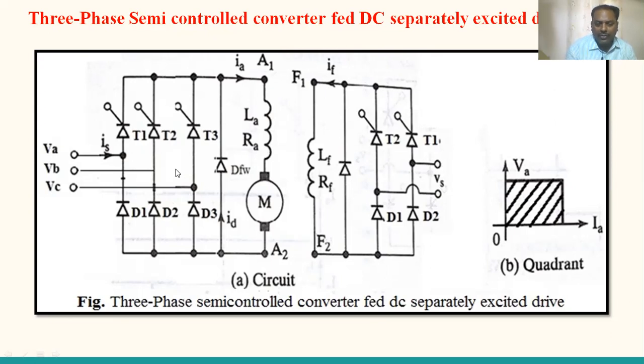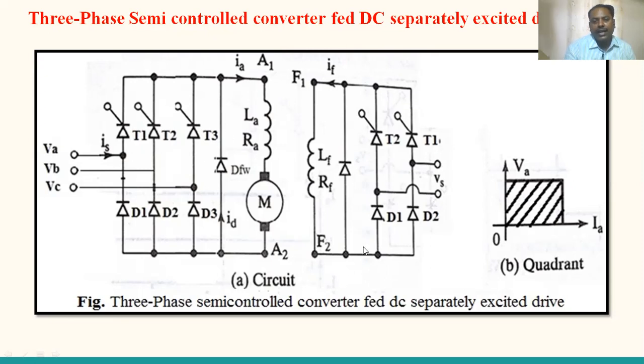So there are two converters. One is a three-phase semi-controlled converter for controlling the voltage across the armature, and this is helpful for changing the speed of the motor through the armature control method. The other one is the field converter, which is useful to change the field current. That field current change will change the speed of the motor above the rated speed. So the armature converter is useful for below rated speeds, and the field converter is useful for above rated speeds.